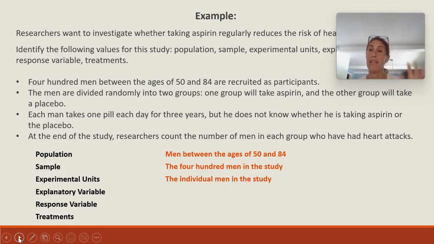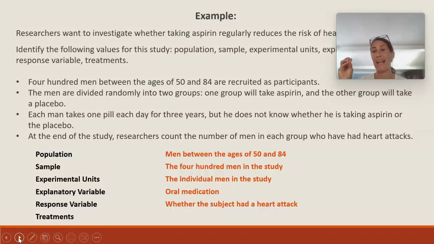The explanatory variable, that's the one that we're looking to see if it makes the change in the response variable. That's going to be oral medication. So in this case, taking aspirin or not taking aspirin or a placebo for this experiment. So then the response variable is the thing, did it change because of that? So we want to know whether the subject had a heart attack. The heart attack is hopefully responding to the oral medication. And then the treatments are like, what are we doing to the participants in the study? So aspirin or placebo, those are the things that they're taking.